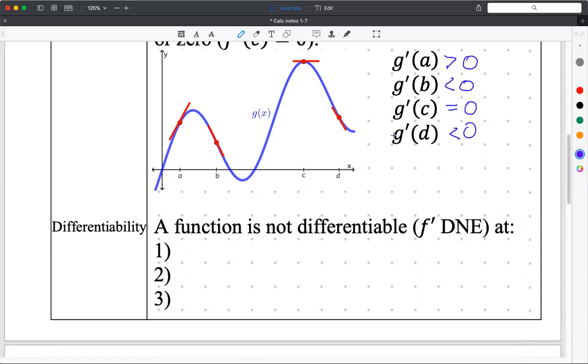So it's not differentiable if it has these things. These are the bad things. So if any of these are met, then you're not differentiable. So you're not differentiable if you are discontinuous.